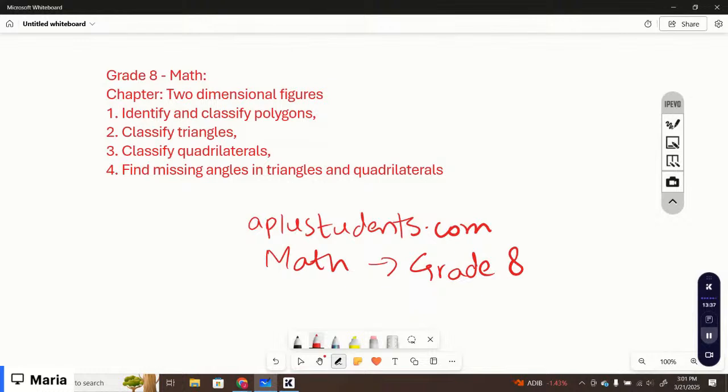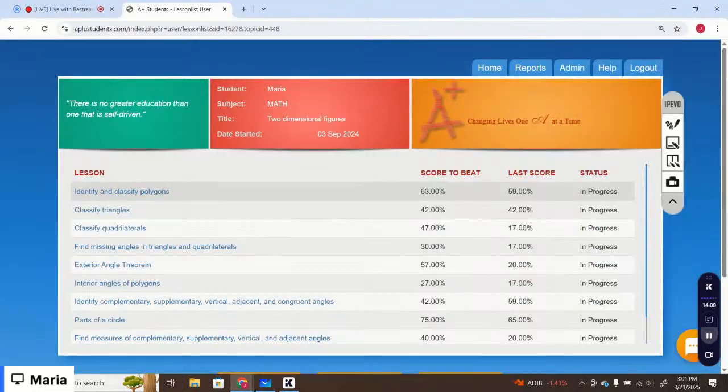The lessons we're going to cover today are identify and classify polygons, classify triangles, classify quadrilaterals, find missing angles in triangles and quadrilaterals. Please make sure you have your notebook and pencil so that you can note important examples and definitions as well.